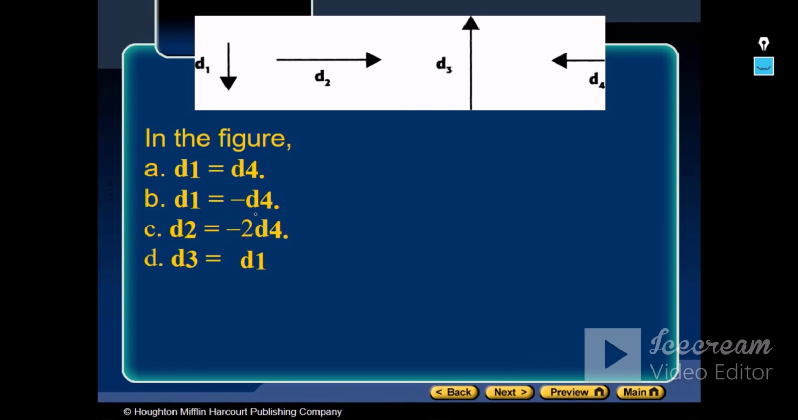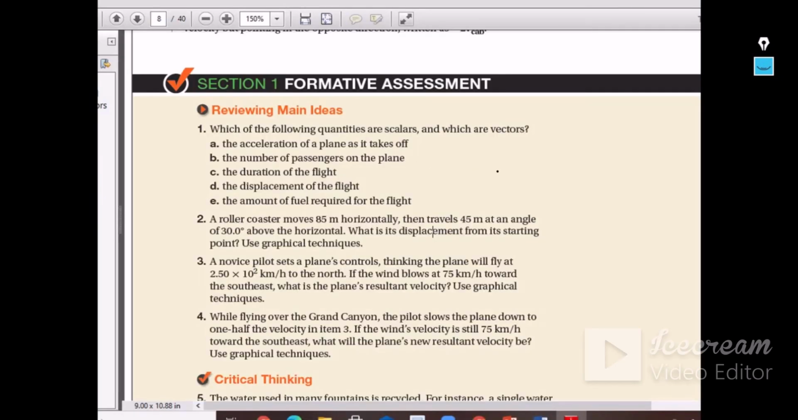d2 equals 2 of d4 but in the opposite direction. Look over here, that is d2 and that is d4. Two of them will make just one d2. It means d2 is twice d4 in the opposite direction. Right, yes, option C, that is the right answer. Okay, yes, that is our question here.